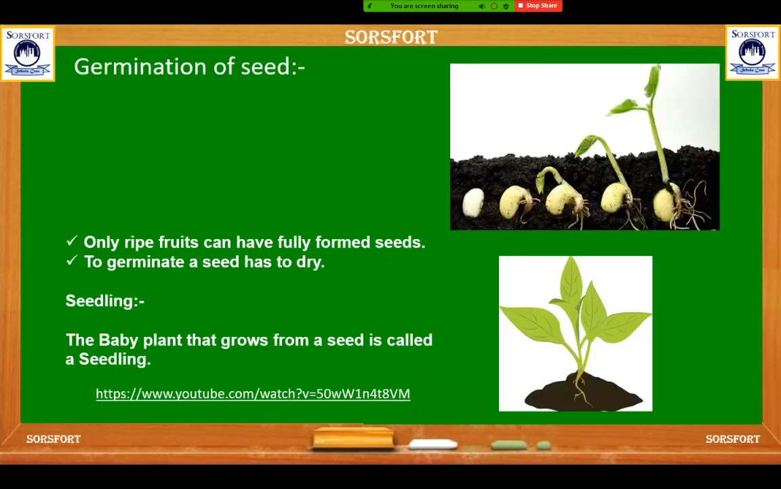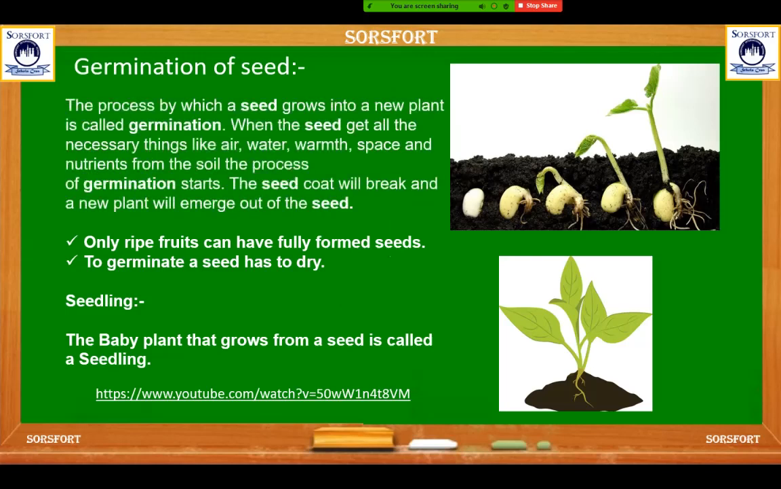Next, what do you mean by seed germination? The process by which a seed grows into a new plant is called germination.